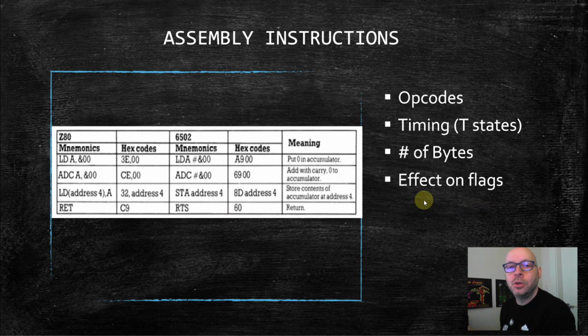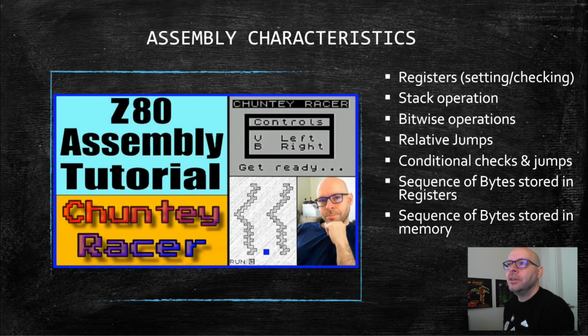But in order to be able to effectively use these flags, we need to understand the effect of the different assembly language instructions on those flags, and which instructions affect which flags and how they affect them. So that is a very important point that we need to learn when we're going to be programming in assembly language. All right. Our next slide here is titled Assembly Characteristics.